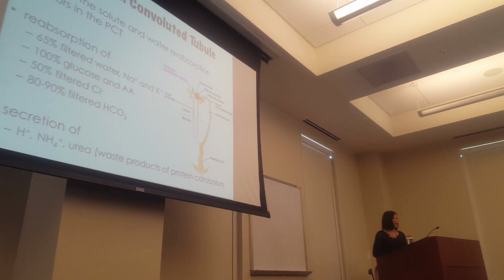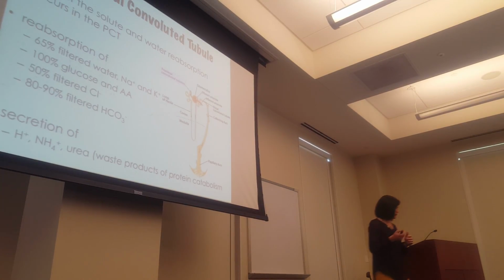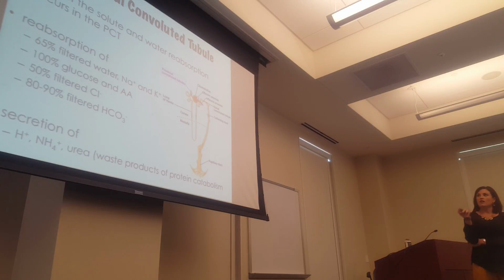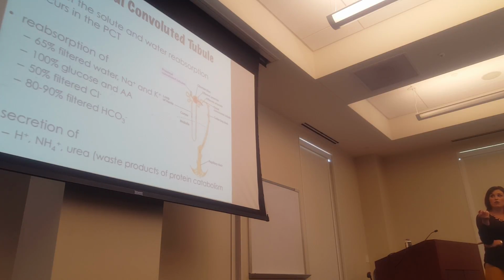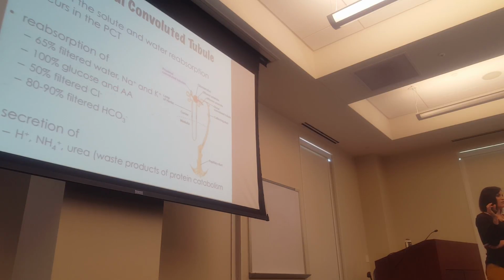All right, so let's look a little closer at the proximal convoluted tubule. What's being filtered or what's being reabsorbed there? Again, most everything is being reabsorbed in the PCT. About 65% of your water and solutes is being reabsorbed, 100% of your glucose and amino acids, about half of your chloride, and about 80 to 90% of bicarbonate is reabsorbed, all right? In terms of secretion, hydrogen ions, ammonia, and urea are secreted in the PCT.